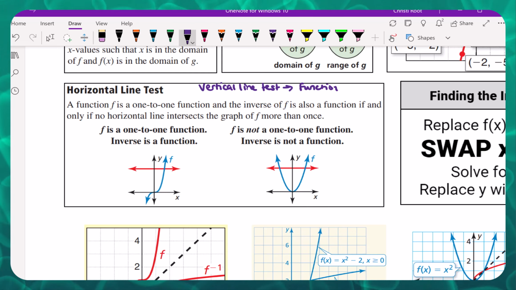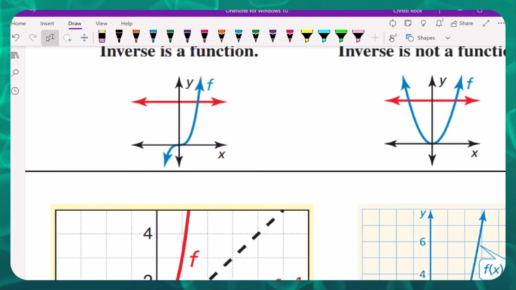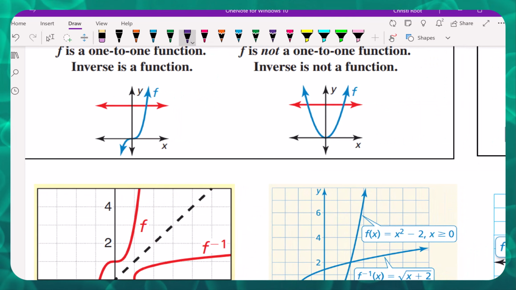If you rotate that line and make it a horizontal line, you can see this red horizontal line here. If you go up and down, as long as that function is only touching in one spot, it's fine. If it intersects in more than one place, it's no longer. See how that only intersects in this one place here? It doesn't matter how far up or down it is, it will only intersect in one spot. So that's going to be a one-to-one function.